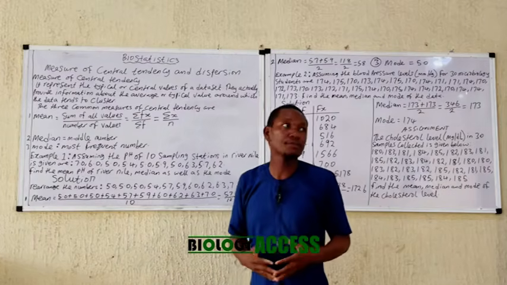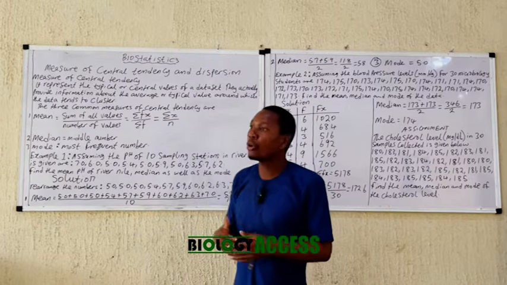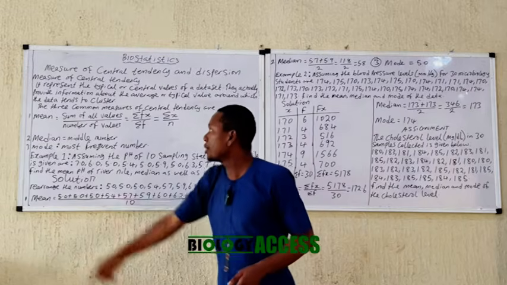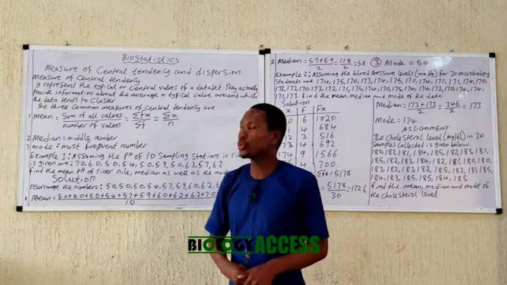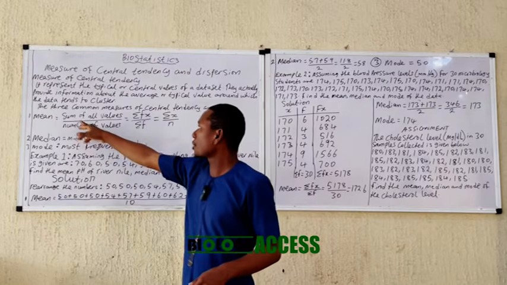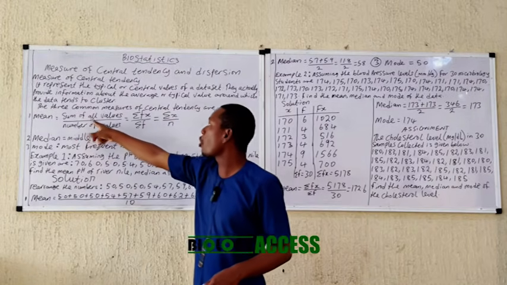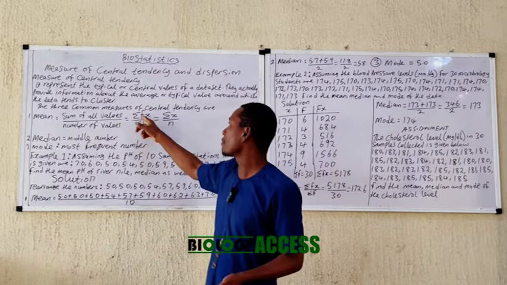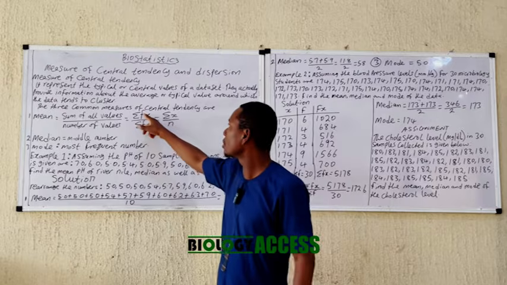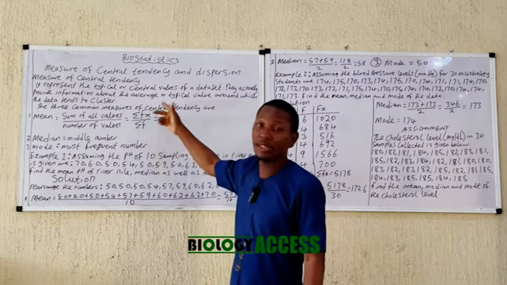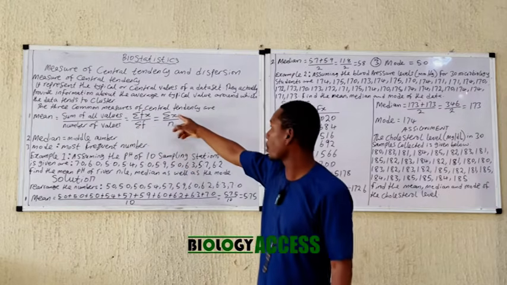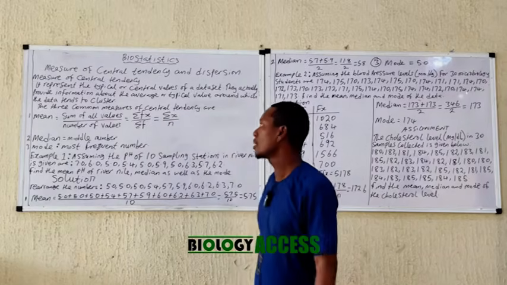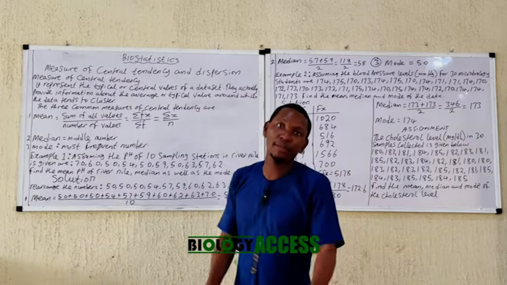tend to cluster. There are three common measures of central tendency, and they include what? The mean, the median, and the mode. The mean is gotten using this formula: the sum of all values over the number of values. In some cases, you say sigma fx. Sigma means summation, f means frequency, x means the data and sum of the frequency, or you can also use summation of x over N. N is the number of values. Median is, in simple English terms, the middle number.